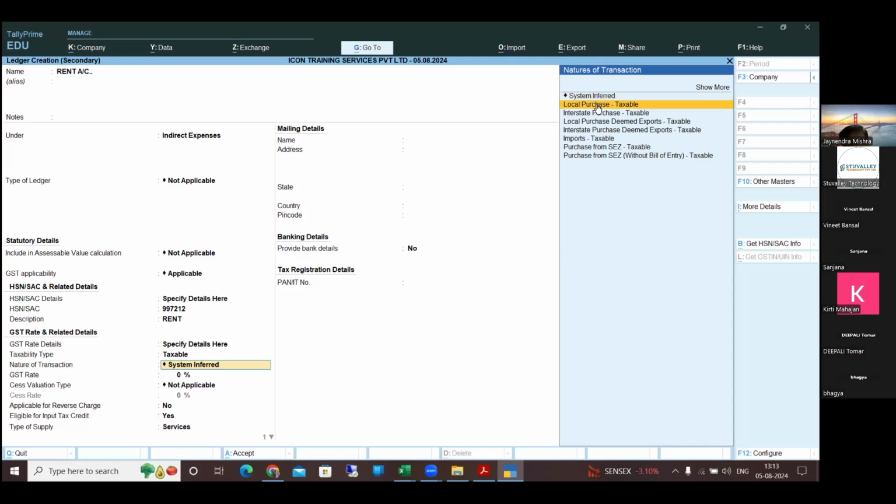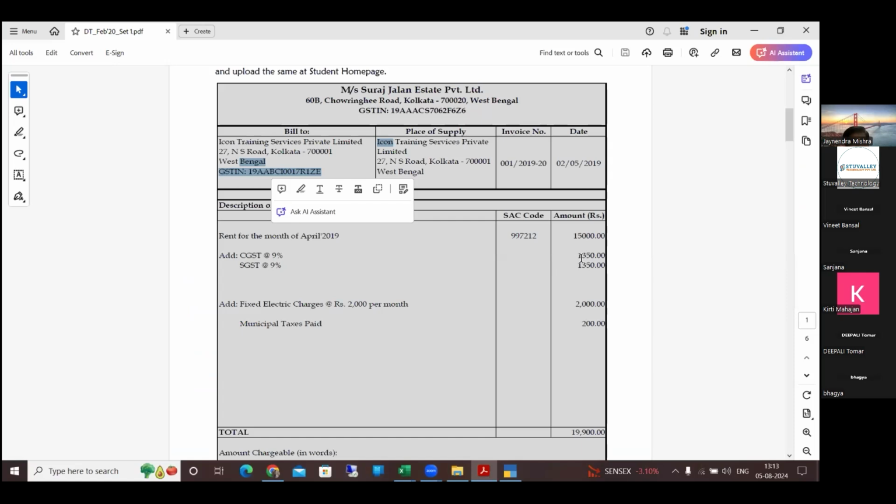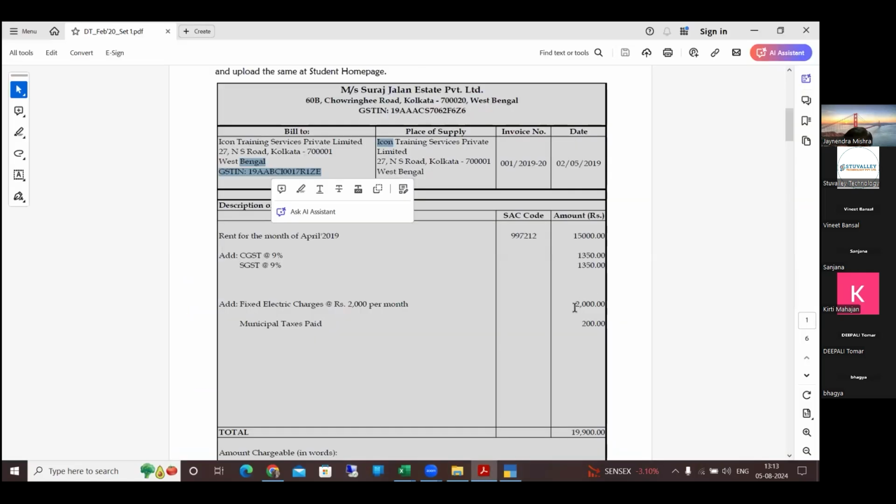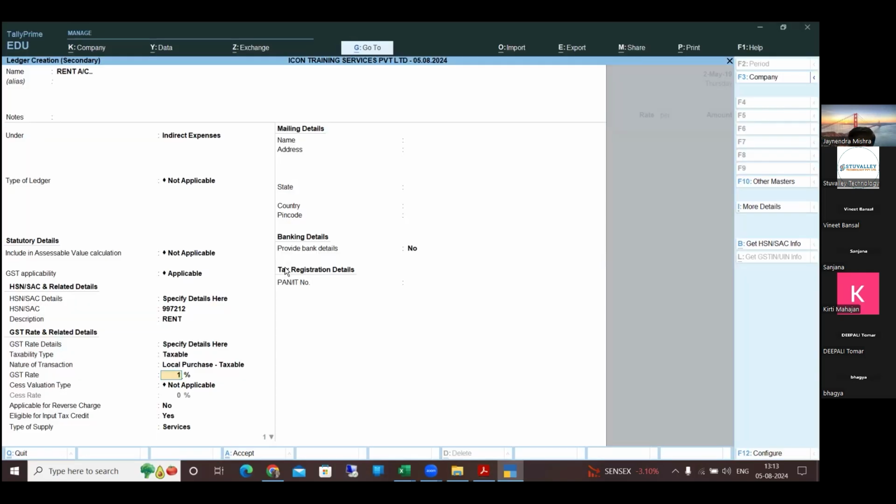Why is it purchase, friends? Because we are buying the services. And why taxable? Because we are paying the GST also. That's why it is local purchase. How much GST do we have to pay? 9 plus 9, 18%. Then this is not required. Type of supplier: rent is a service.